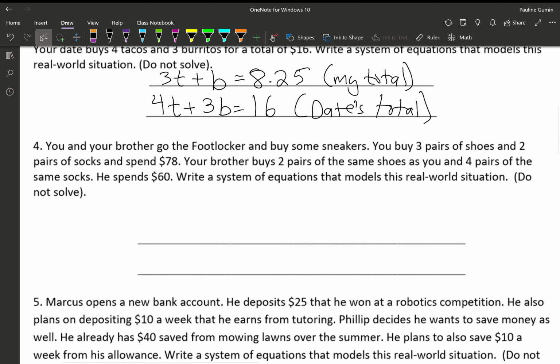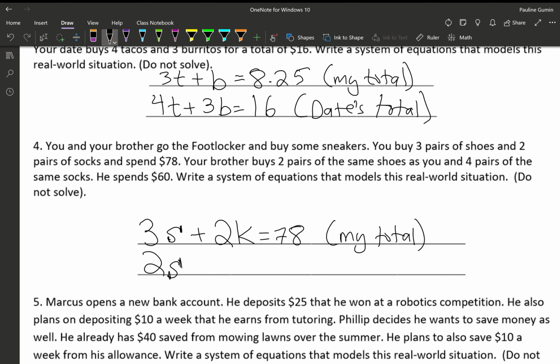So the two equations we have here are the total for you and the total for your brother. Let's start with us. We bought 3 pairs of shoes, and I'm going to use K for socks, 2 pairs of socks for $78. Your brother bought 2 shoes, same ones, and 4 socks, same ones, for $60.